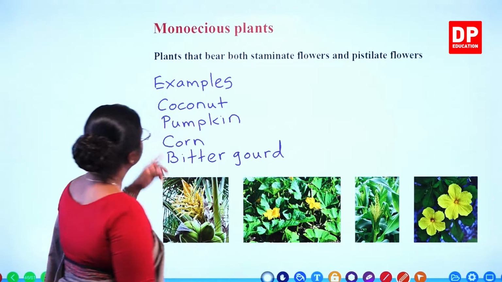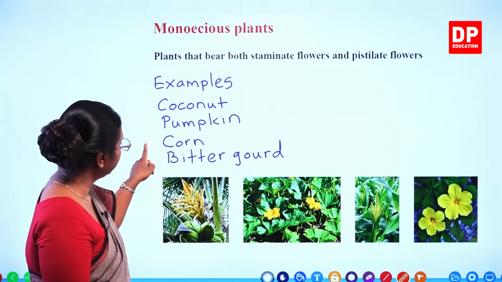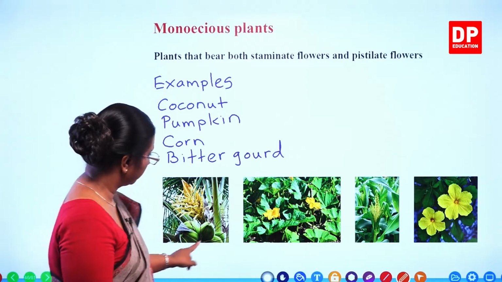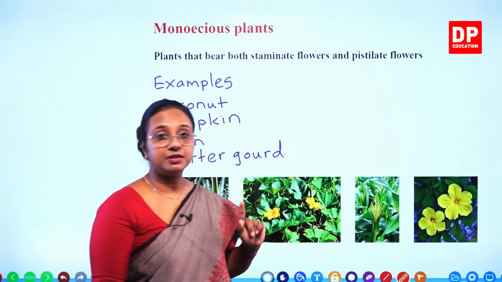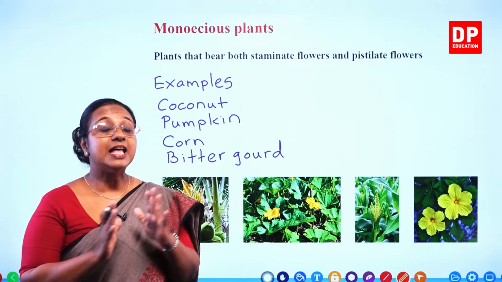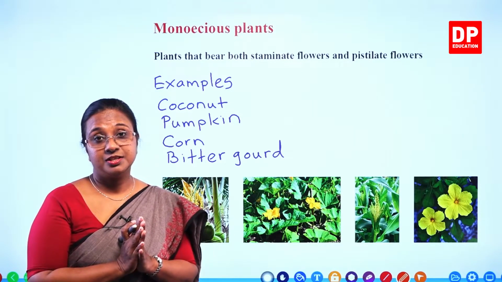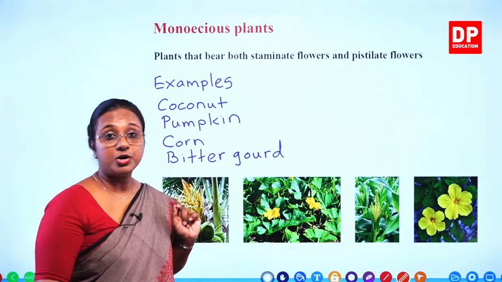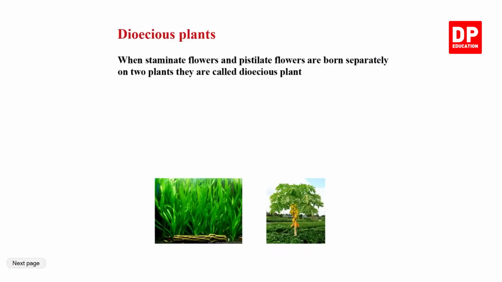Bitter gourd. So examples: coconut, pumpkin, corn and bitter gourd, those are the monoecious plants. Is that clear to you all students? So then I will move on to the next slide.